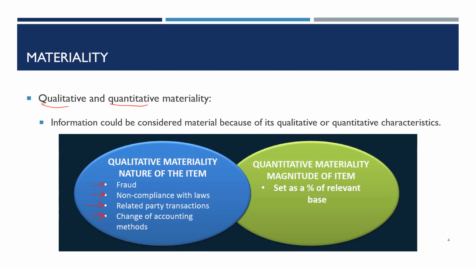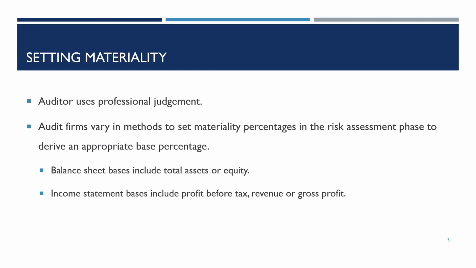Information is considered quantitatively material if it exceeds an auditor's preliminary materiality assessment, which is set as a percentage of a relevant base. An auditor uses professional judgment to arrive at an appropriate planning materiality figure for each client. Planning materiality is a percentage of an appropriate base. The auditor selects an appropriate base and then decides on the percentage to be used depending upon the client's circumstances. Audit firms vary in the method they use to set materiality in the risk assessment phase of the audit.